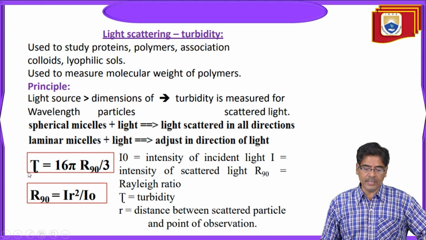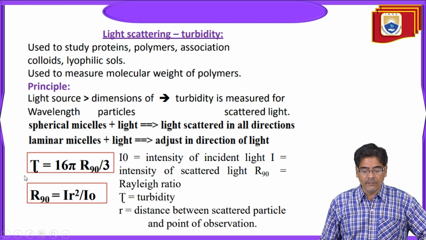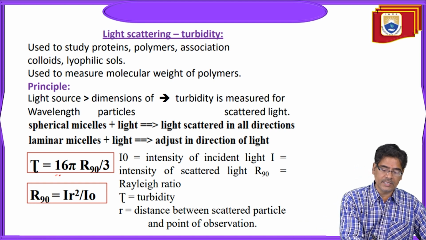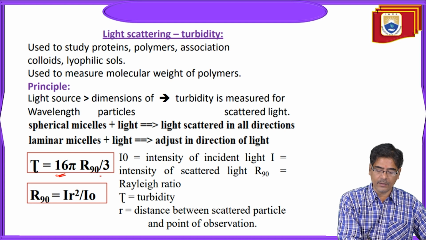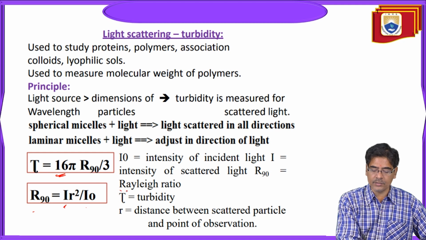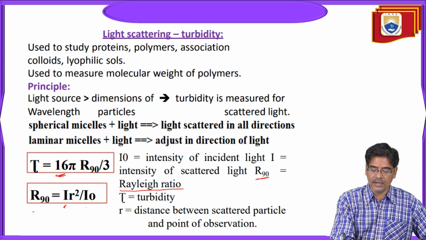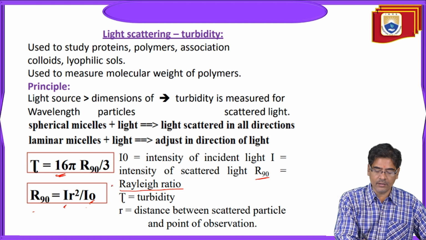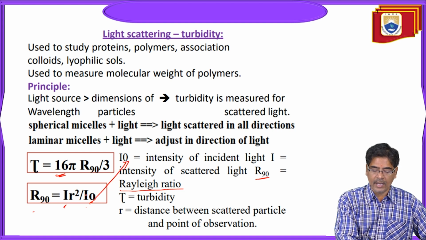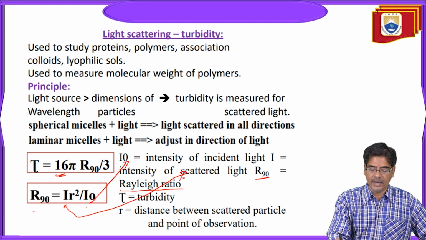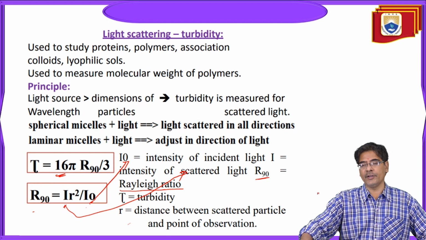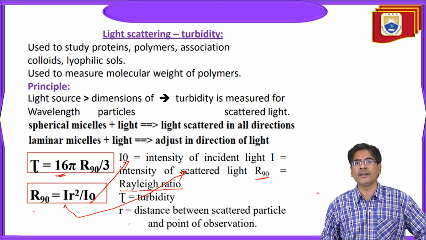When we study light scattering turbidity, we have the expression turbidity tau equals 16 pi R90 by 3. Here R90 equals I r squared by I naught, where I naught is the intensity of incident light, I is the intensity of scattered light, R90 is the Rayleigh ratio, tau is the turbidity, and small r is the distance between the scattering particle and the point of observation. So this is what light scattering turbidity is.